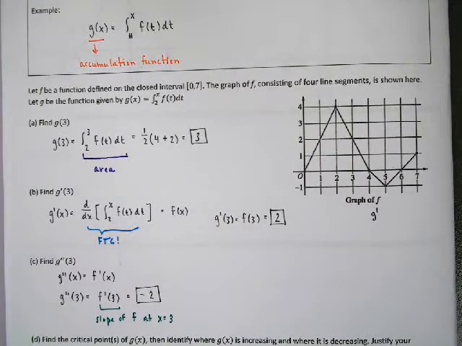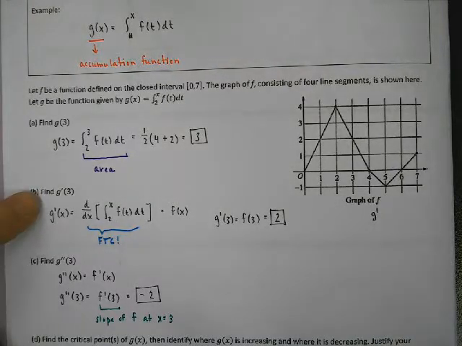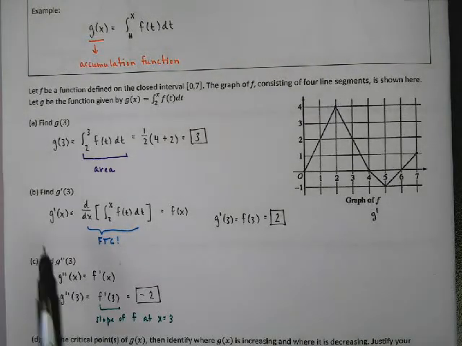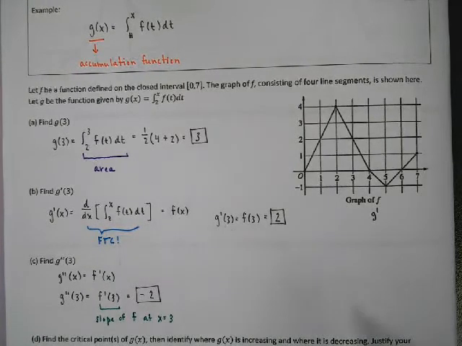So my biggest piece of advice here, especially when you're finding g prime and g double prime, is to first find that in terms of x before you go plugging in the values, because that generally will simplify the problem quite a bit.